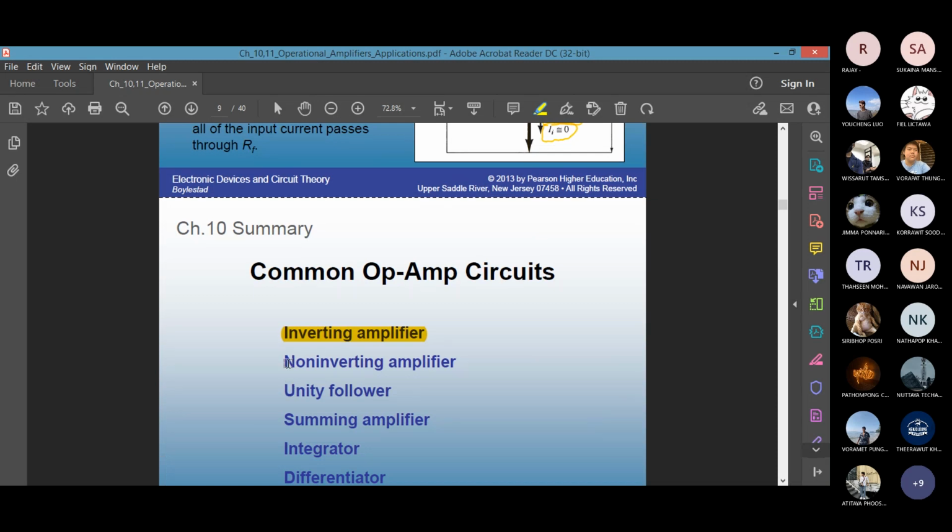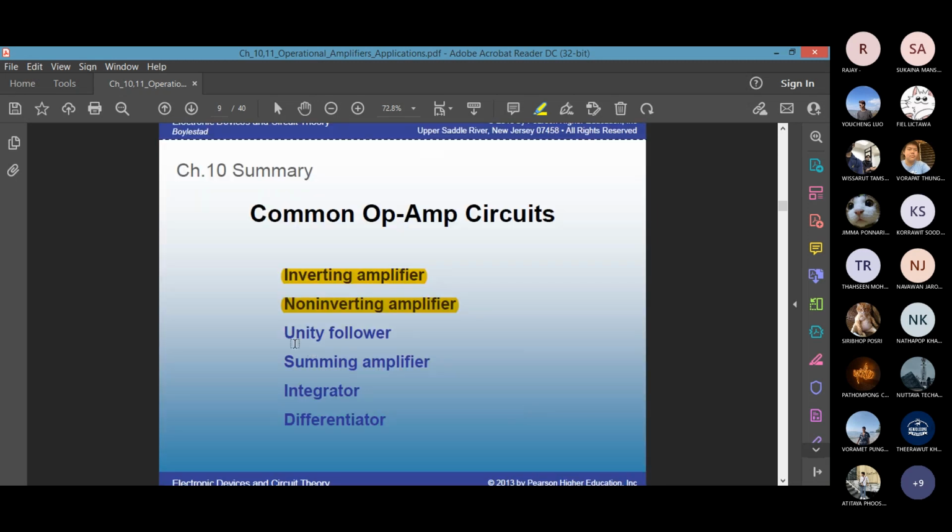You might be guessing, what if I do not want the signal to invert? I want it in the same polarity. That is also possible by using a non-inverting amplifier. Just like we derived the equation of the inverting amplifier, we can also derive the equation of a non-inverting amplifier, which we'll do next. Then there is one called a unity follower. If you want to make the output signal exactly the same as the input signal, no phase change, nothing, it is called a unity follower.